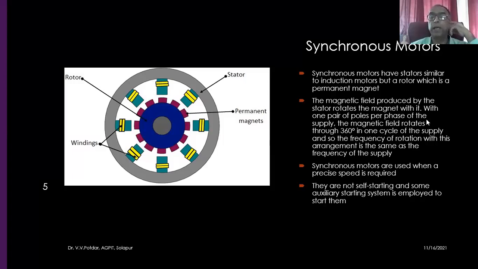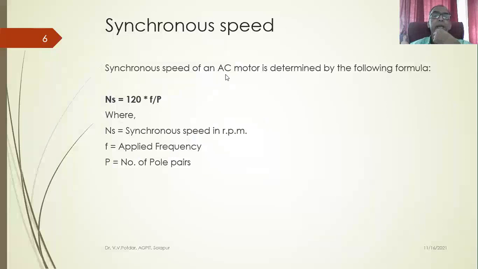With one pair of poles per phase of the supply, the magnetic field rotates through 360 degrees in one cycle of the supply. And so the frequency of rotation with this arrangement is the same as the frequency of the supply. Synchronous motors are used when a precise speed is required. मला precise speed requirement नसेल, तर I can go in for induction motors. But if I want precise speed control, then I should go in for synchronous motors. They are not self-starting. The same auxiliary starting system is employed to start them, right? Like induction motors.